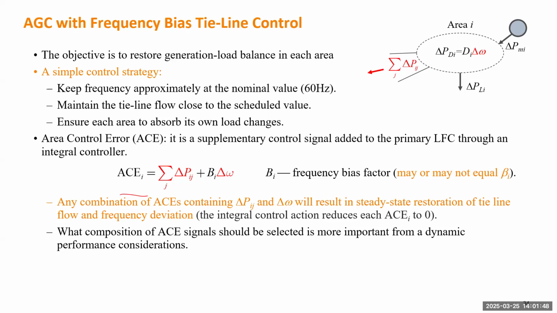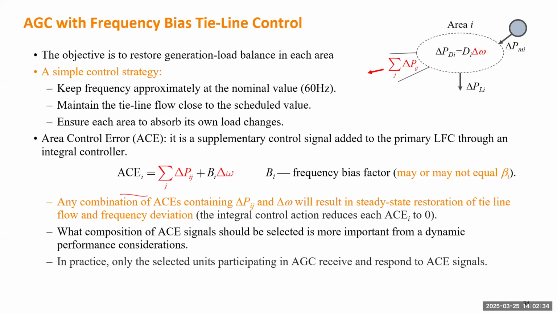And what combination of ACE signals should be selected is more important for dynamic performance. What does this mean? As long as you include some tie-line flow and frequency deviation in the ACE for some unit connected to the AGC, that tie-line flow and frequency will recover back to the original value. But how quickly or how stably they recover really depends on that beta factor or B factor. If you select a different B factor, some controls will have better performance. That's what we need to study. That's more from a dynamic performance consideration, not from the steady-state consideration. Any questions?